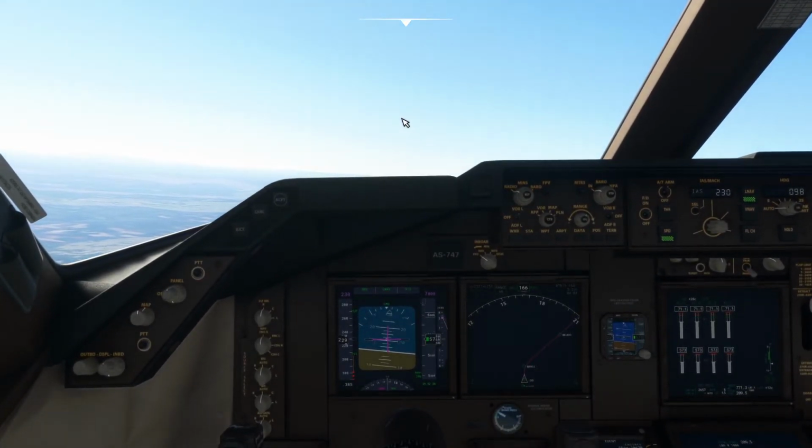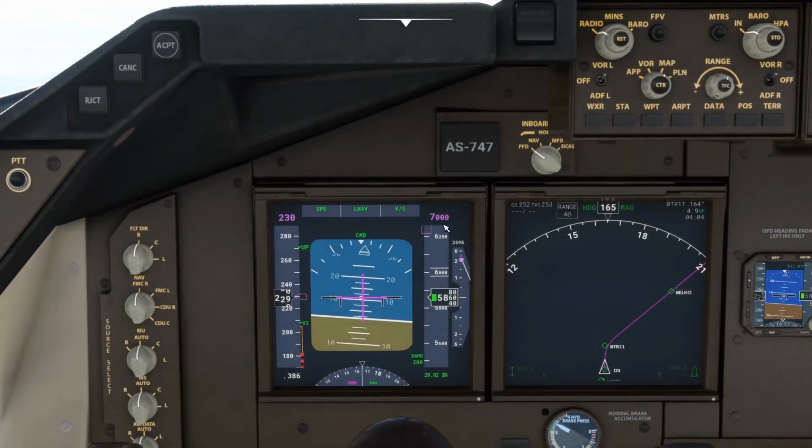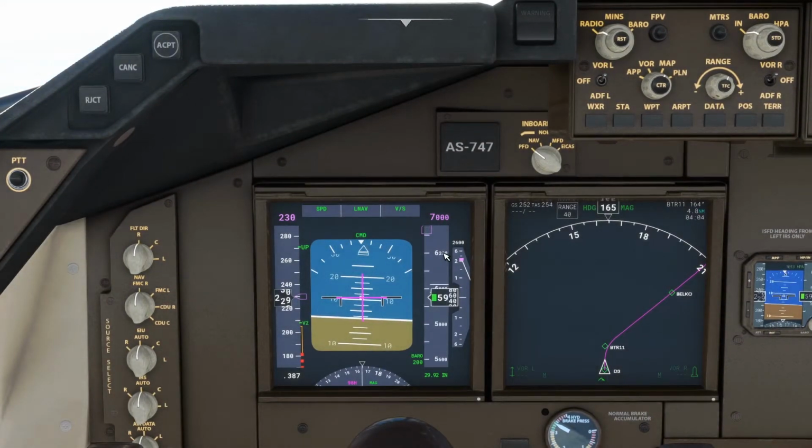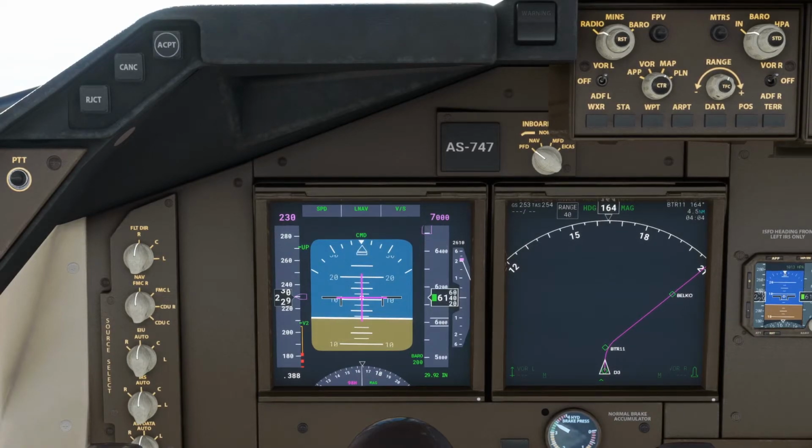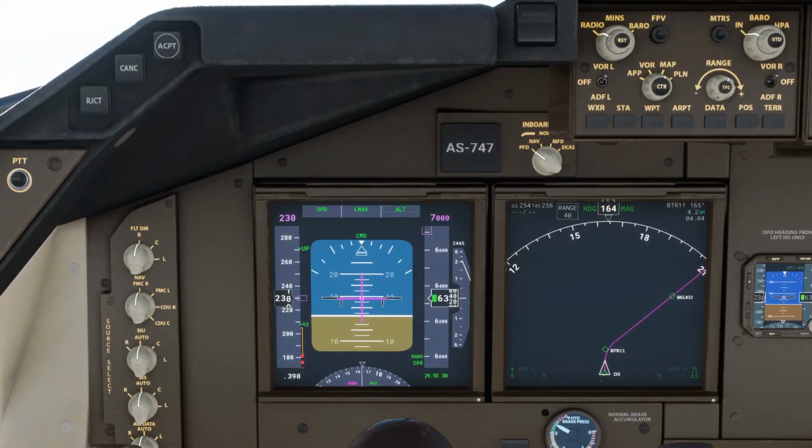Otherwise, everything is looking good. You can see the plane is climbing to 7,000 feet, and it will actually level off at 7,000 feet. You must have seen in the 777 part that it was actually not leveling off at 15,000 feet. So it just kept on climbing and climbing.